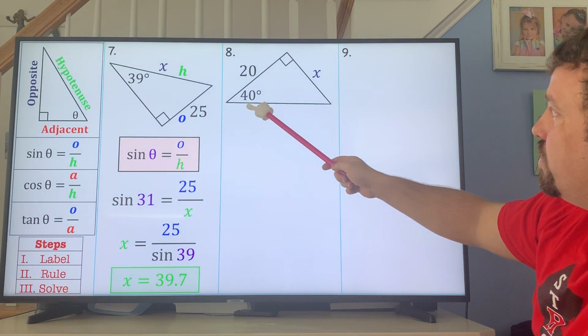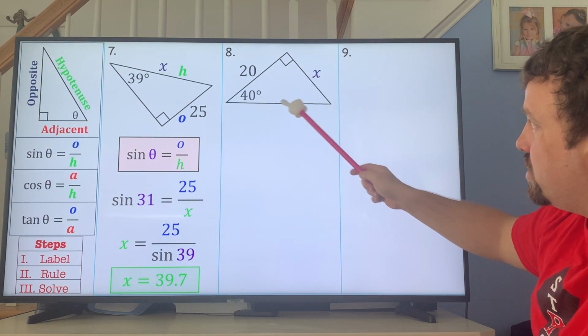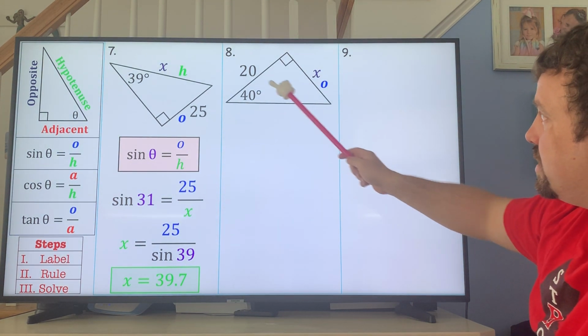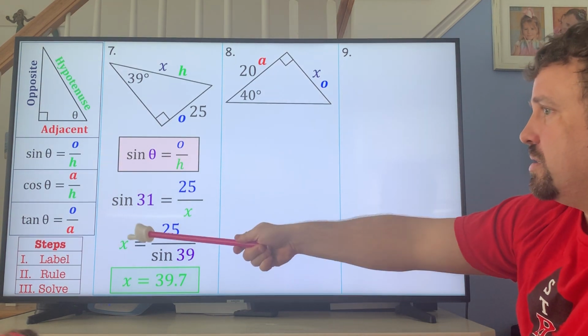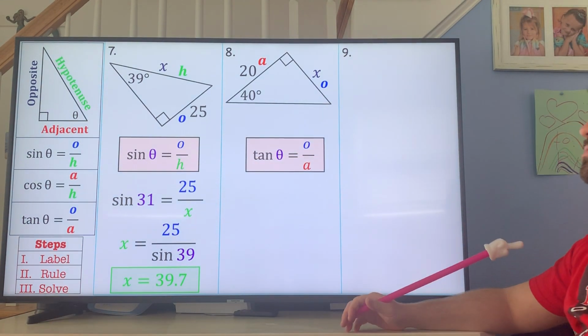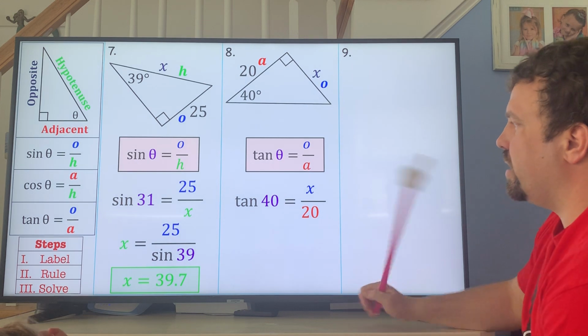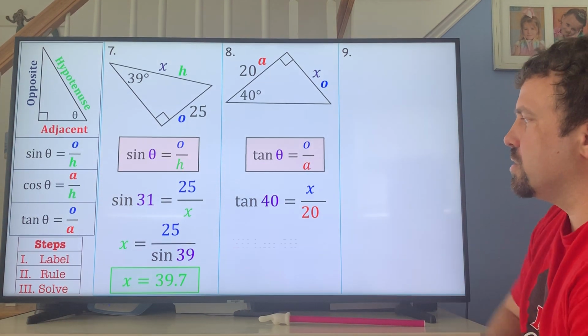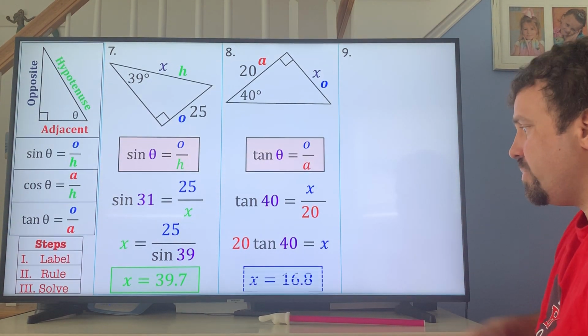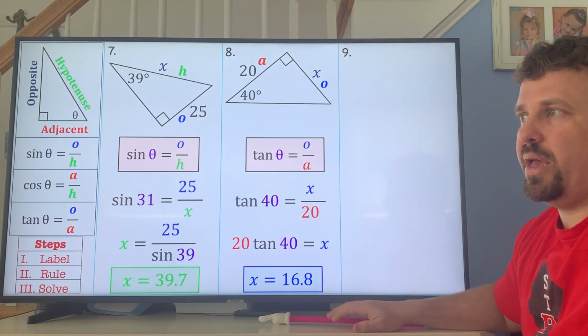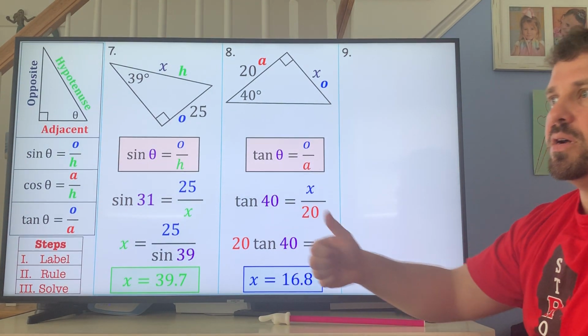All right, so no hypotenuse. Opposite and adjacent, which is tangent. So tangent 40 equals x over 20. X is the numerator, so you multiply tan 40 by 20. And you get 16.8. Awesome.